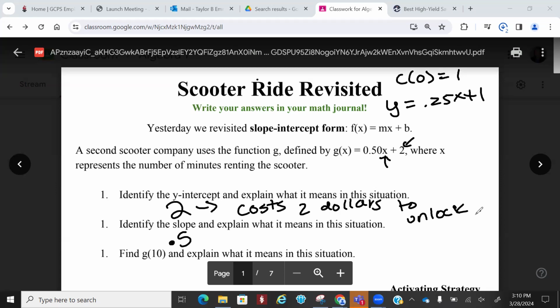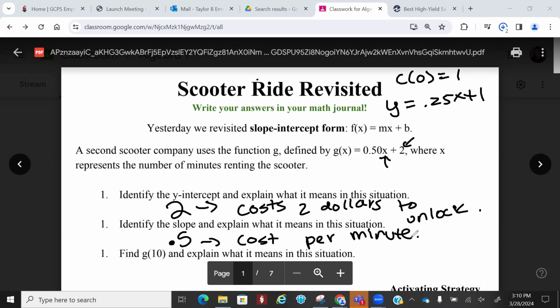Now, what does that 0.5 represent? Not how much time. Right. So, cost per minute. Because what we're doing is we're taking 50 cents and multiplying it times every minute, right?